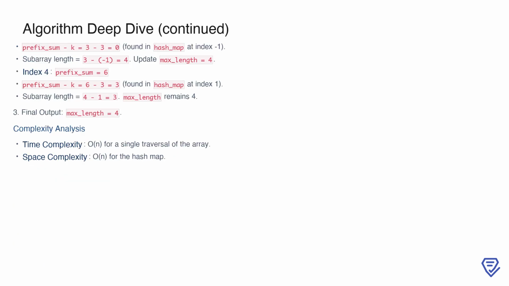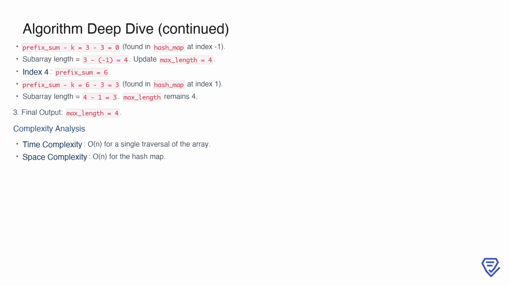When the prefix sum is 3, prefix_sum - k equals 0, which is found in the hash map at index -1. This means the subarray from index 0 to 3 sums to k. The subarray length is 3 - (-1) equals 4, so update max_length to 4.